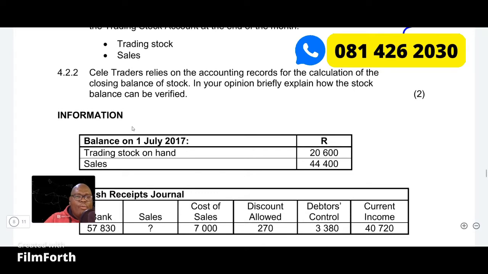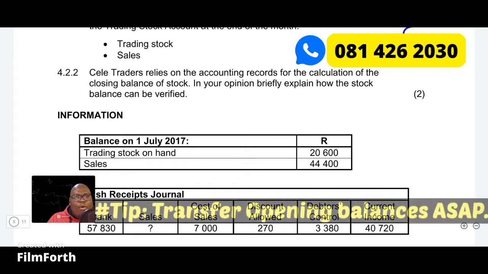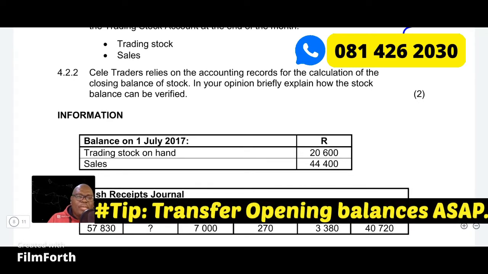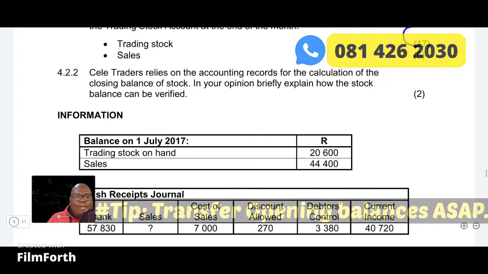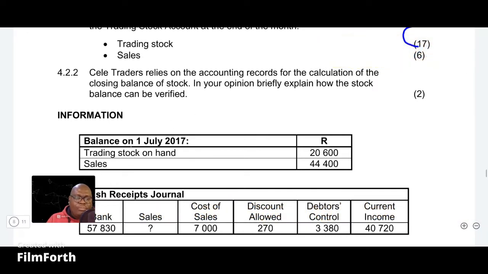Here we are given the opening balances. If I was you, I'd make sure that each and every time I'm given an opening balance, I transfer it immediately to that particular ledger account so that my work can be easy. So here we have the opening balance for trading stock of 20,600.